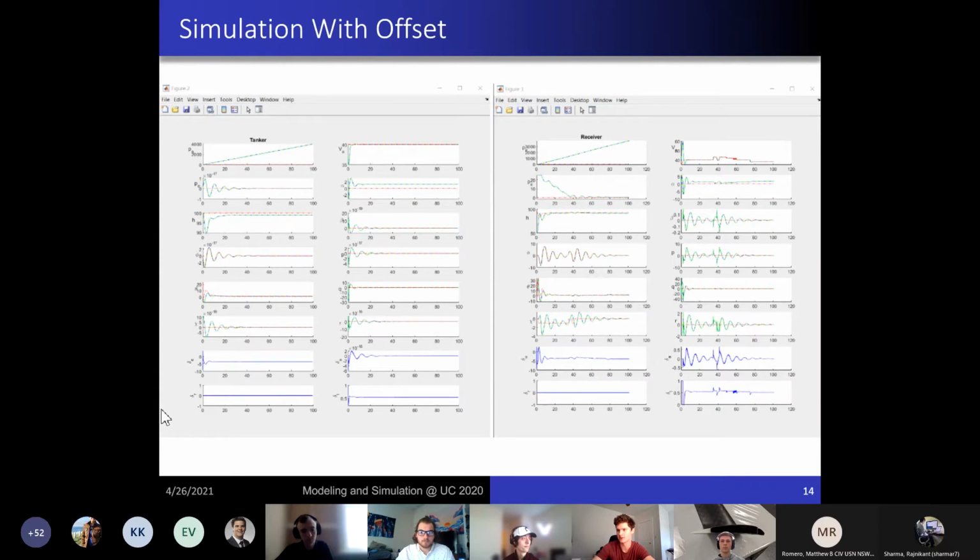Here are the plots for that case. So the tanker does the same thing, so those all look the same. On the right, there are some more disturbances because of the added complexity of the course change. But again, it does still all steady out and do what we were looking for it to do.